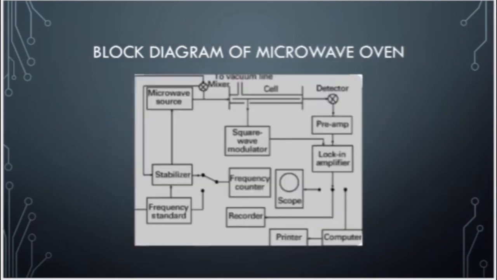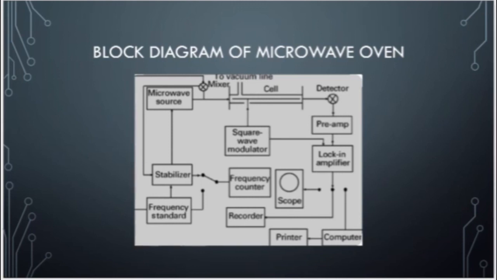Now let us look into the block diagram of a microwave oven, which is the main point of our project. A microwave oven has several components, and a few of them are microwave source, stabilizer, frequency standard, frequency counter, scope, recorder, printer, computer, square wave modulator, mixer, detector, vacuum line cell, square wave modulator, which is given to lock-in amplifier, preamplifier, and a final scope.